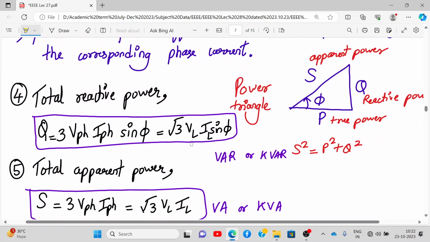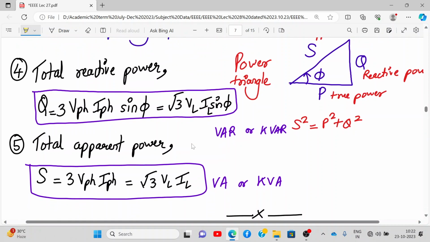So draw the power triangle. Reactive power will be, see, we have done this before, VI sin phi. So here it will be 3 times V phase I phase sin phi, or in terms of line current and line voltage, root 3 times VL IL sin phi. And what will be apparent power? V into I. In a 3-phase network, it will be root 3 VL IL or 3 times V phase I phase. Write down everything. All the formulas, write them down.